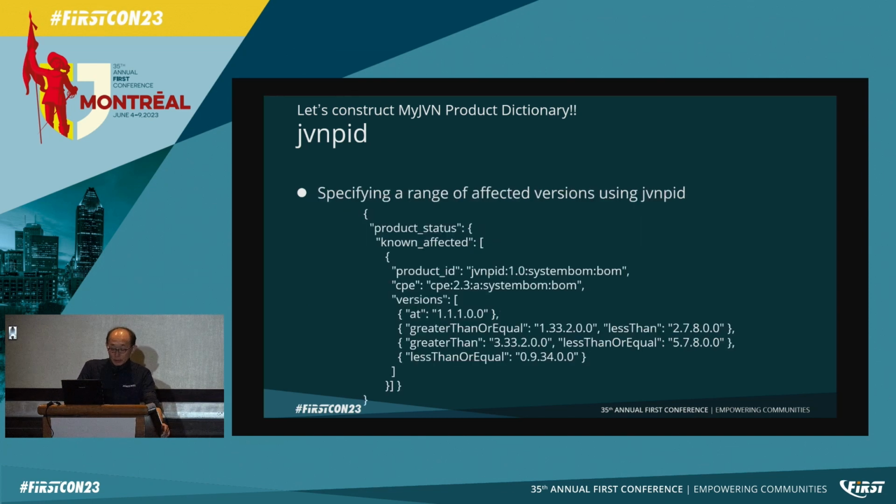This is an example illustrating the structure of specifying the affected product versioning using JVN PID. In this example, we specified the affected product version for the specific MyJVN product ID, which is JVN PID 1.0 system BOM. The associated CPE identifier for the product is CPE 2.3 system BOM. The version field provides a range of affected product versions using different operators.